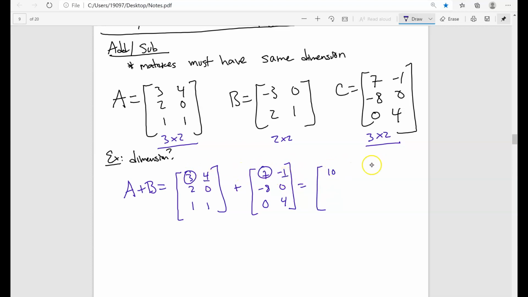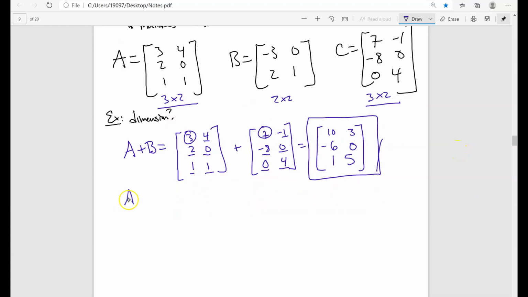4 and -1 is going to give me a 3. Then 2 and -8, that's going to give me a -6. 0, 0 gives me a 0. 1 and 0 gives me a 1. And then 1 and 4 gives me a 5. So this is going to be the solution to that matrix, the addition.